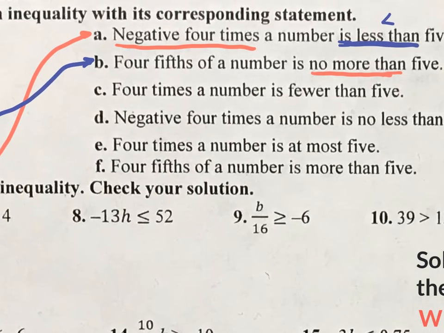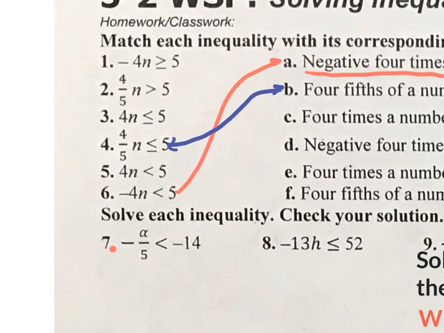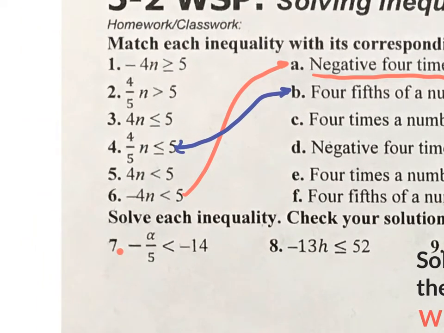C, 4 times a number is fewer than 5. What does fewer than 5 mean? Could it be 5? No, it can't be 5. Fewer means less, right? So it could be 4, 3, 2. So it can't be 5, so you can't include the 5, so it's not or equal to. So it has to be fewer than 5. Again, fewer would mean less than. So 4 times a number is less than 5. So let's go over here. 4 times a number is less than 5. That would be number 5. So let's put that one connected to C.